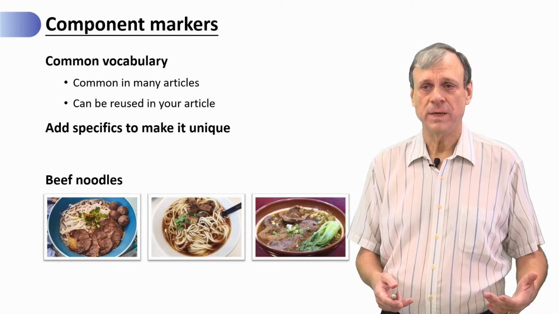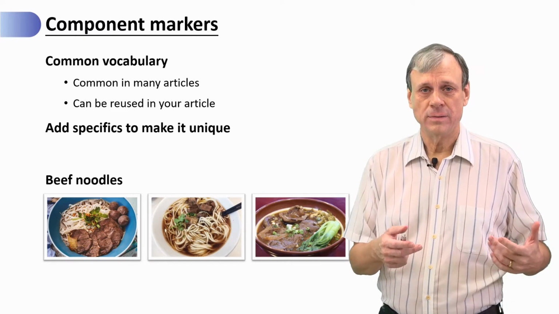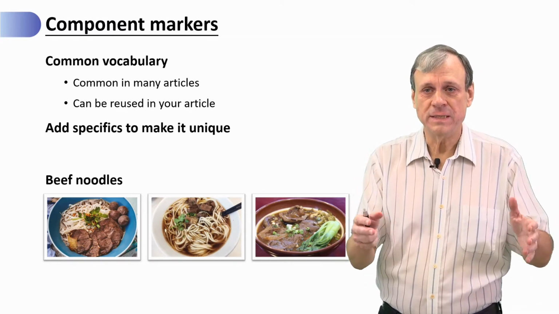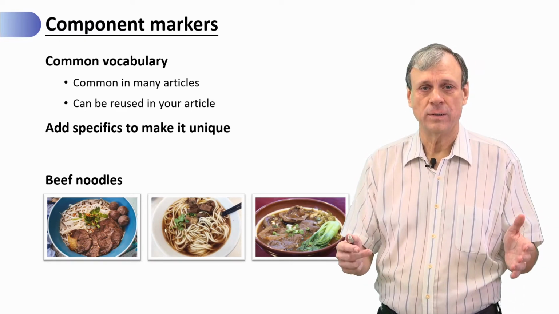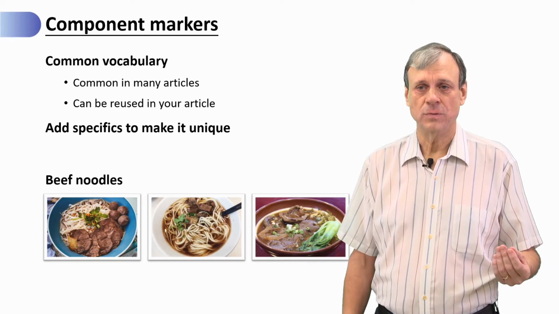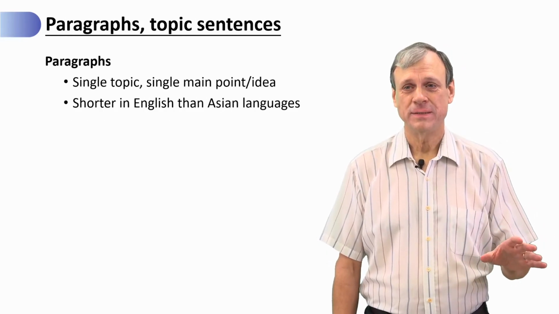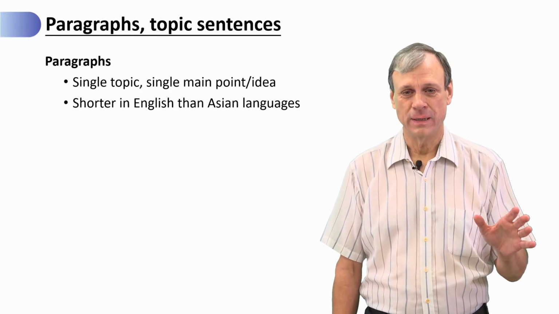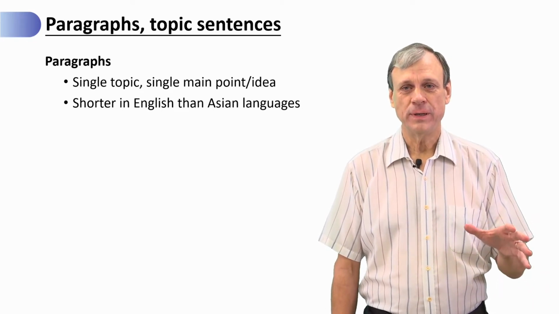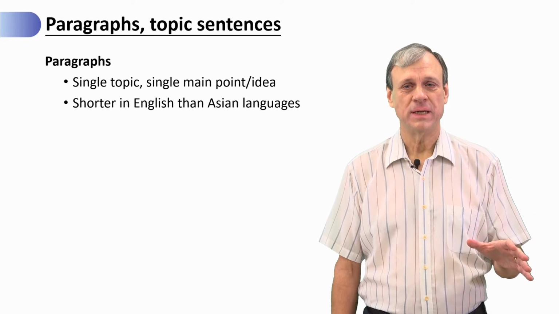Those are the things that make it unique. And those are the same as the details around the component markers that make each individual article unique. So we're going to be looking at two ideas in this particular unit. We'll be looking at paragraphs and topic sentences.